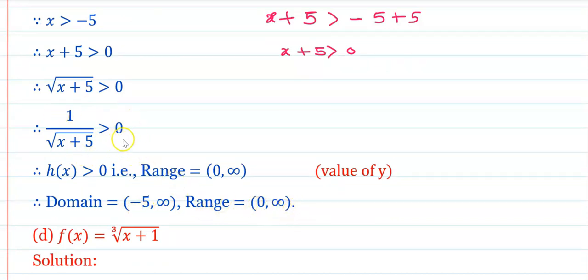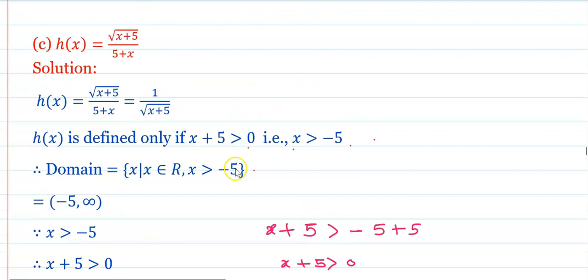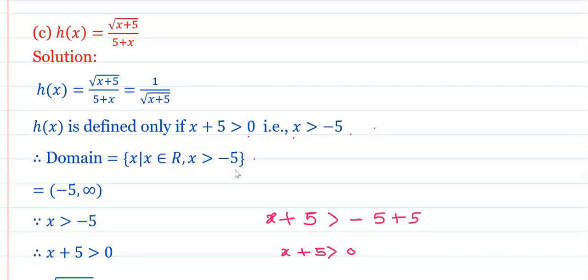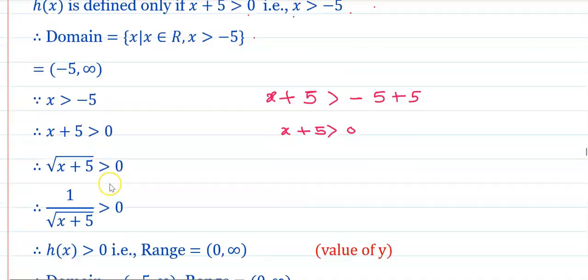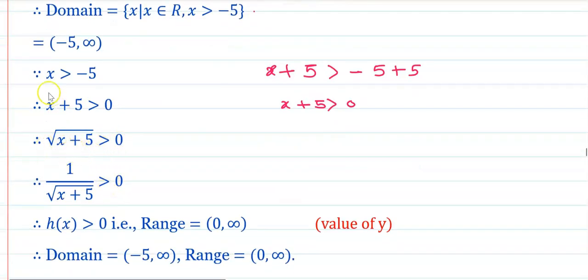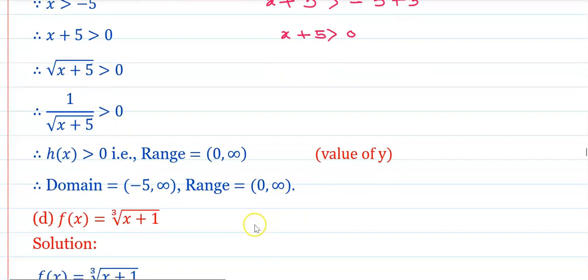These values are greater than 0, therefore its range is 0 to infinity. Again you can see here: to find the domain, first of all the denominator should not be 0, meaning x is greater than minus 5, therefore the domain is minus 5 to infinity. To find the range, we add plus 5 on both sides, take reciprocals, the quantity is greater than 0, 0 to infinity, and hence the range is 0 to infinity.